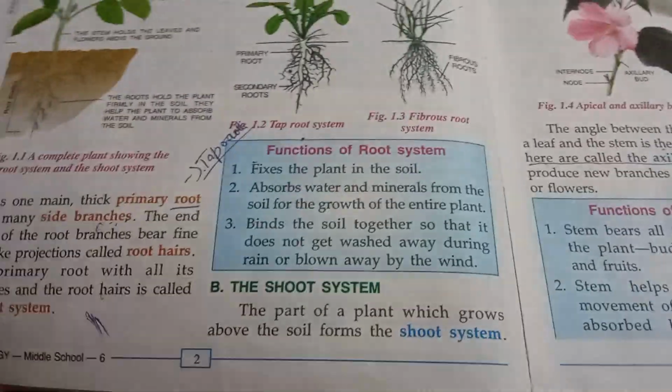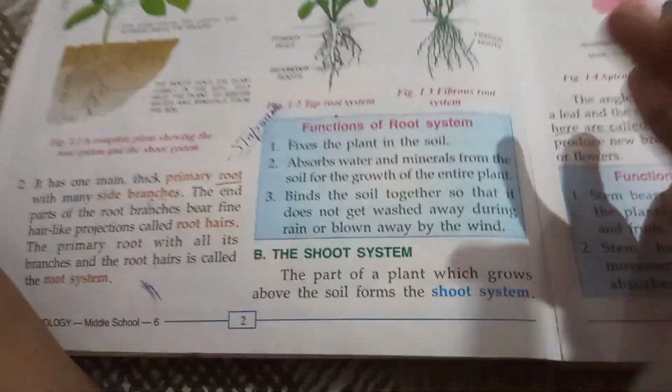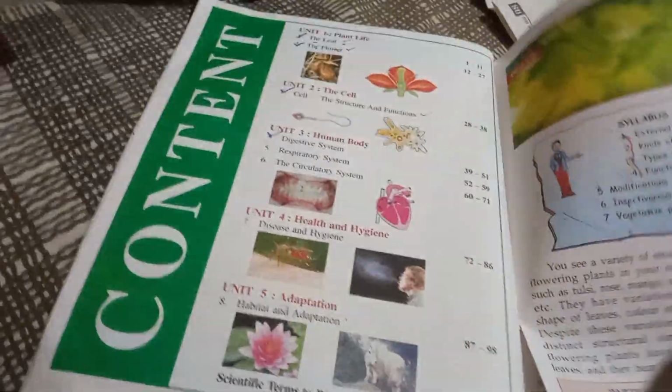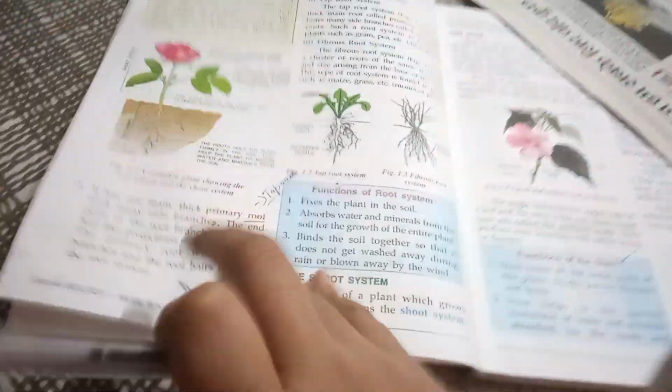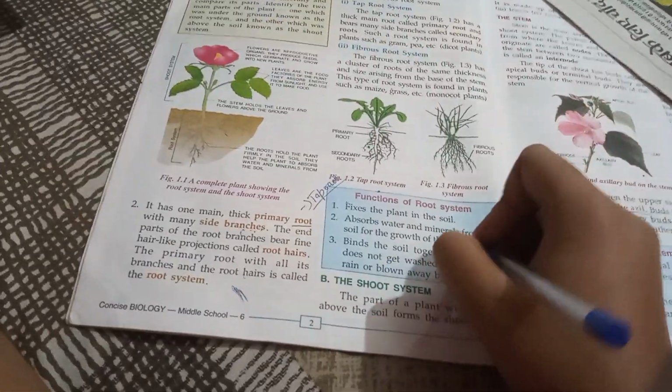Now here, this is the function. This is important because it tells whatever we have read in the topics here, and this is the whole function of the root system. So this is important.